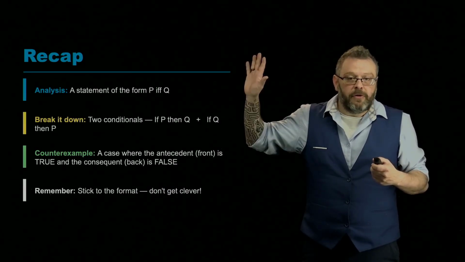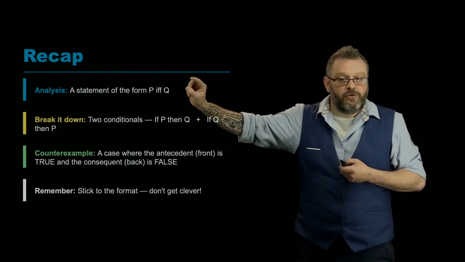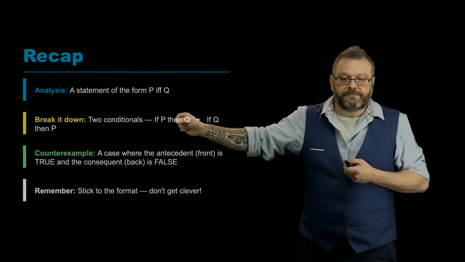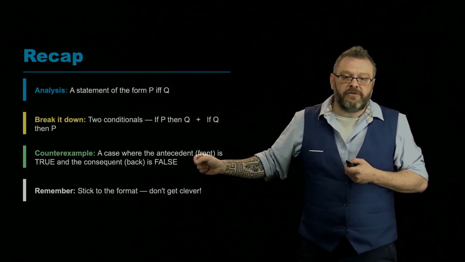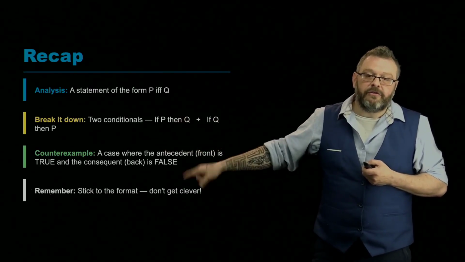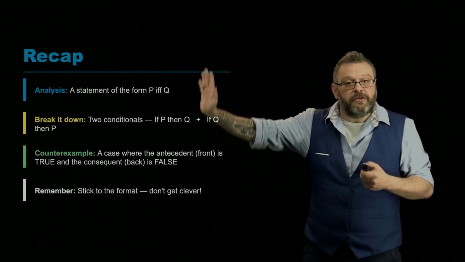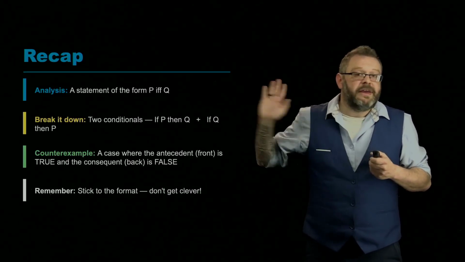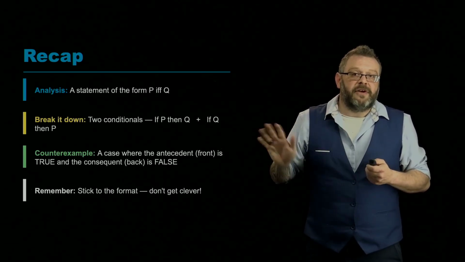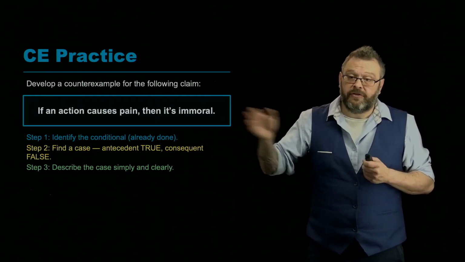So remember, analysis has two conditionals. If P, then Q. If Q, then P. We're going to come up with counterexamples where the first part is true and the second part is false. And remember, don't try to get cute with this. Don't try to be clever. Keep it if box, then circle. If circle, then box. That's it. Okay. Let's see what you can come up with for this first one.